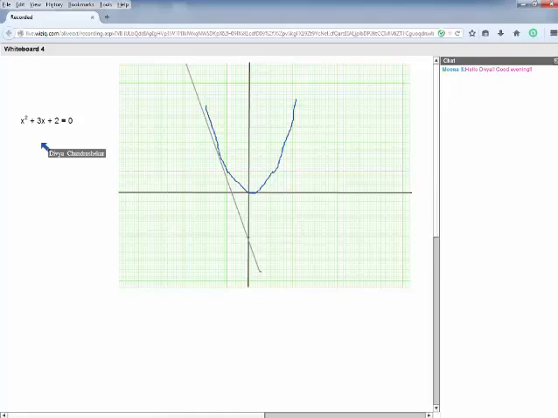What is this line? This line is minus 3x minus 2. Oh wait, it needs to pass through minus 2. Never mind.